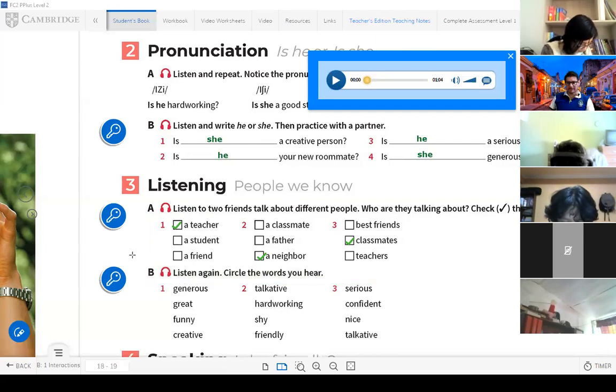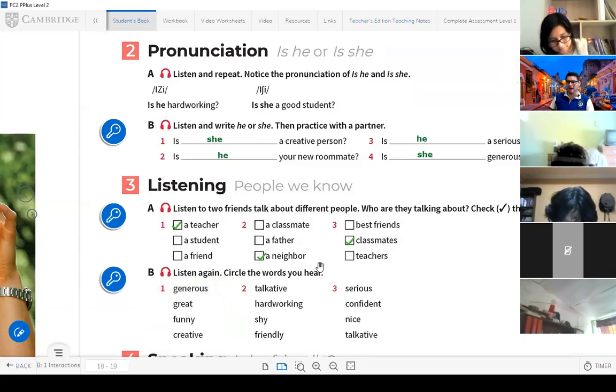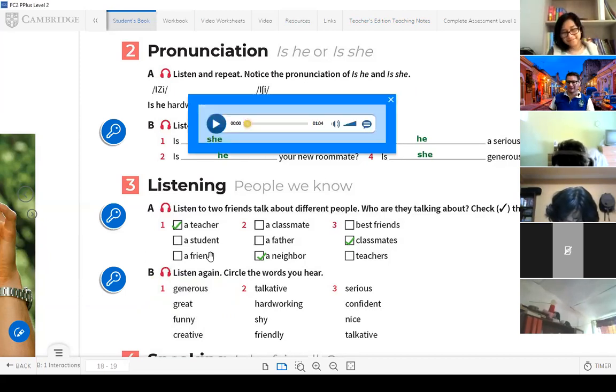Letter B says, listen again and circle the words you hear. What words do you hear? Here we have generous, great, funny, creative. Yeah? Okay. Y Piscoya dice, teacher, esos son todas mis cualidades. Son adjetivos que me describen. Okay, very good, Piscoya. ¿No? Generous, great, funny, creative. Okay, now pay attention. You're gonna listen one more time. Oh my God, como eso y más. Okay, very good. Mariana dice, eso y más, teacher. No solamente, se queda corto. Okay, very good. Now, let's see. Listen and circle the words you hear.